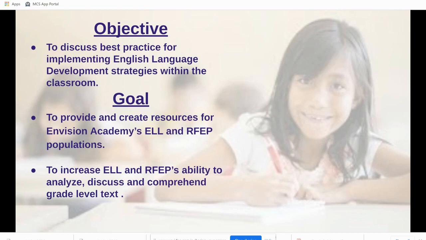Today's objective is to discuss best practice for implementing English language development strategies within the classroom, and the goals are to provide and create resources for Envision Academy's ELL and RFEP populations, as well as to increase ELL and RFEP's ability to analyze, discuss, and comprehend grade level text.